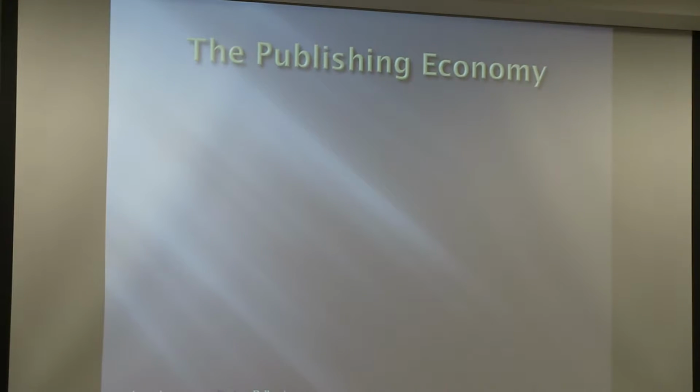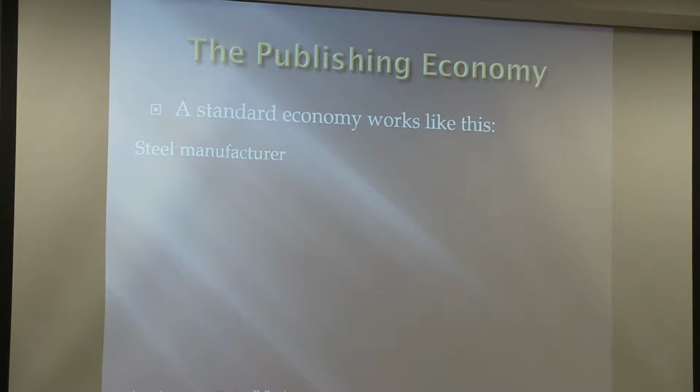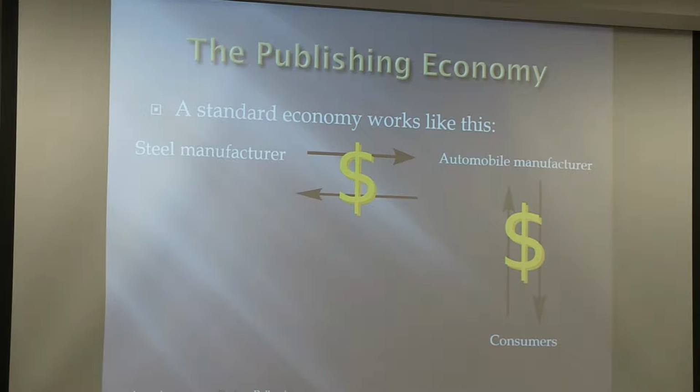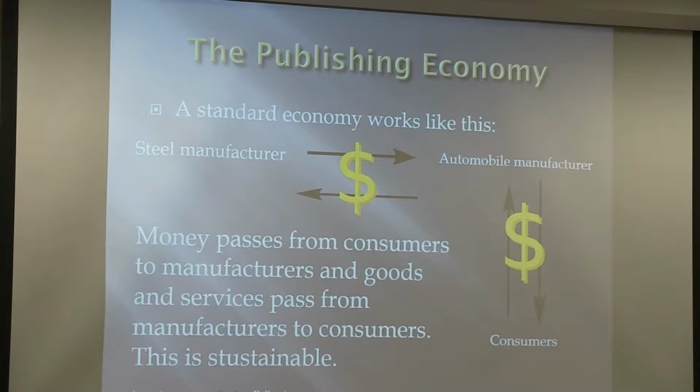See, in a traditional publishing economy, and I'm going to give a tip of the hat here to Lee Van Orsdel, who gave me this analogy. A standard economy will work like this. You have a steel manufacturer. They obtain iron ore, they smelt it, they create steel. They sell that steel to an automobile manufacturer. That automobile manufacturer then in return provides money. Pretty simple. The automobile manufacturer then connects with consumers who pass money on to the automobile manufacturer. The automobile manufacturer sells them a car. So money passes from consumers to manufacturers, and goods and services pass from manufacturers to consumers. Okay. This is sustainable.